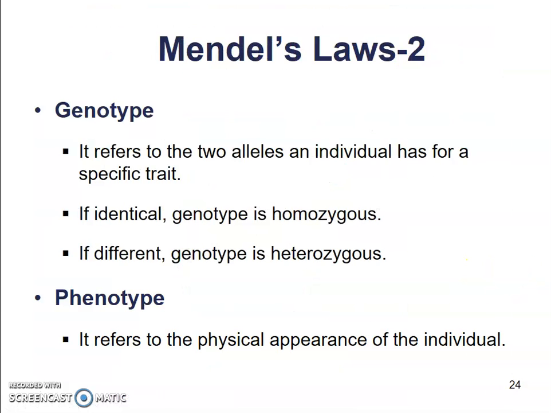Moving on, genotype. Genotype refers to the 2 alleles an individual has for a specific trait. If those alleles are identical, it is said to be homozygous. If they are different, it is a heterozygous genotype. And phenotype refers to the physical appearance of the individual.